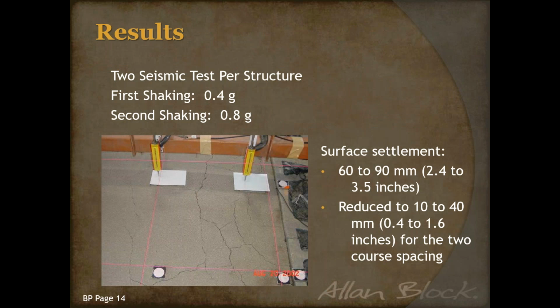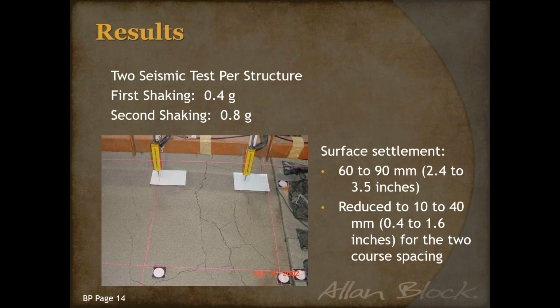All right, and what we found for settlement was 60 to 90 millimeters, or about 2.4 to 3.5 inches, for the tests themselves when they were run at 3-core spacing. But when we reduced it to 2-core spacing, we found 10 to 40 millimeters, or 0.4 to 1.6 inches of settlement. So that was a significant difference in settlement just by minimizing that geogrid spacing.